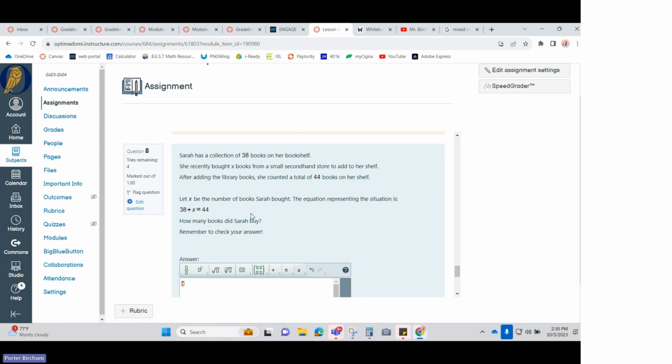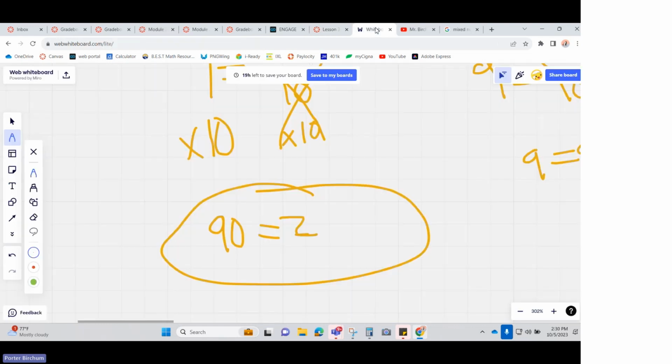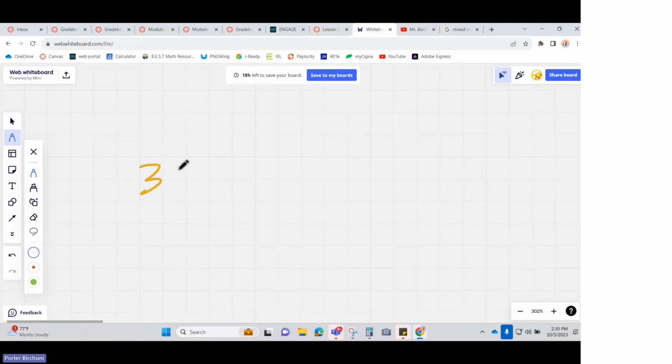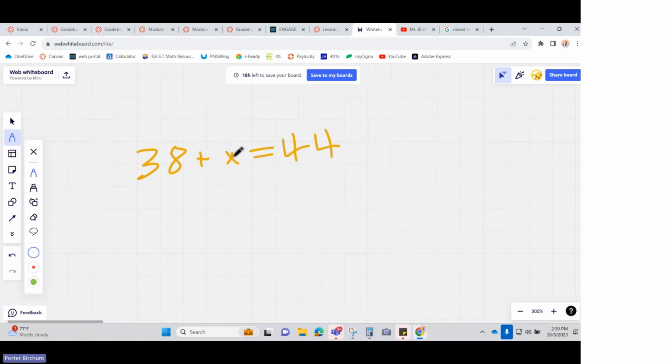How many books did Sarah buy? Oh, we're just solving. X is the number of books Sarah bought. How many did she buy? So I guess if we find this missing number, we get our answer. 38 plus X equals 44. Now I know we love doing the same thing over and over again, but I'm going to use a different strategy, a number sense strategy.